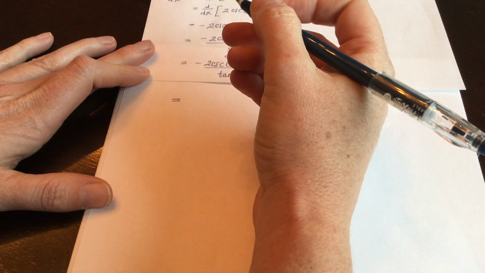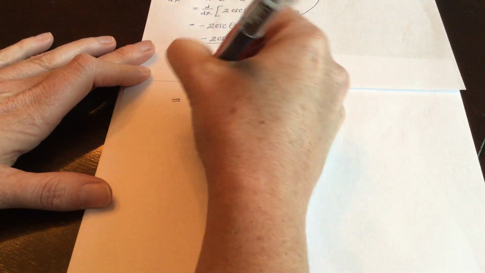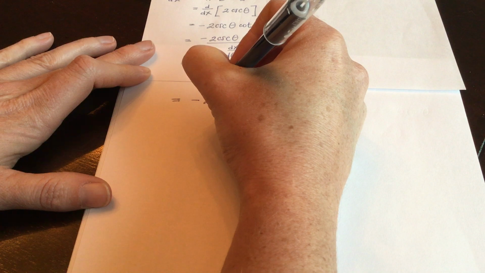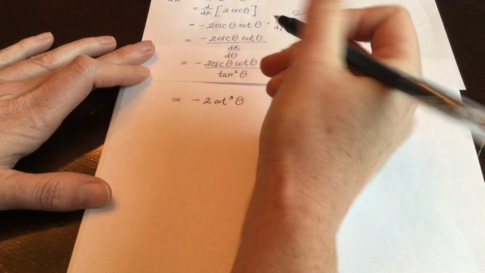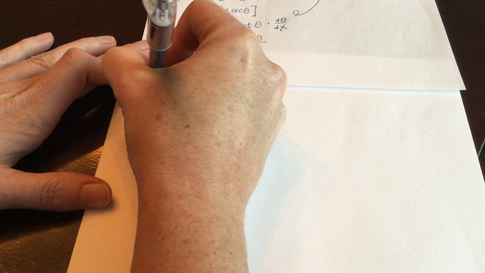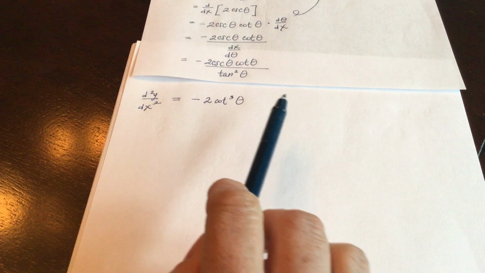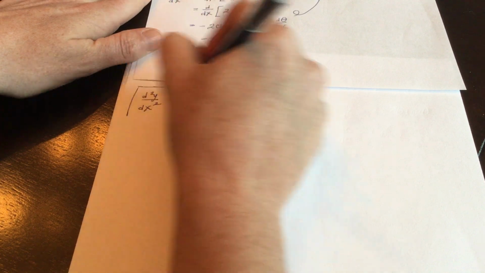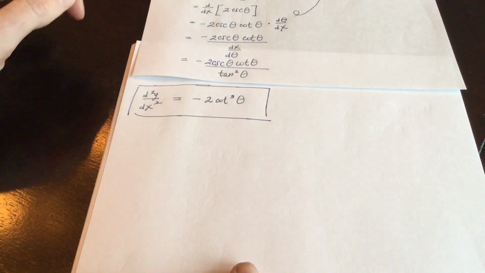And let's see, how far down did this go? I think we could get this to be as simple as -2 times cotangent cubed theta. There we go. Okay. So there's your second derivative of y with respect to x in terms of theta.